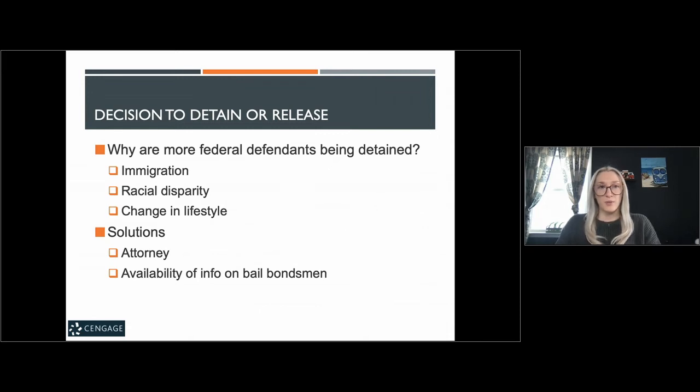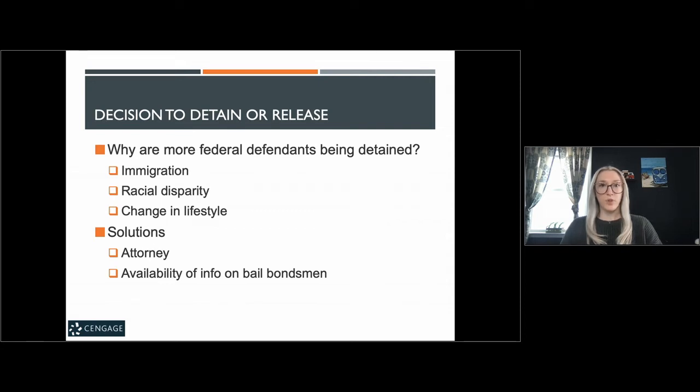So we know from the text that more federal defendants are detained than state defendants. On average, 70% of federal offenders are detained, where at the state level it's roughly only 40%. The reason they offer for why more federal defendants are possibly being detained is due to immigration.